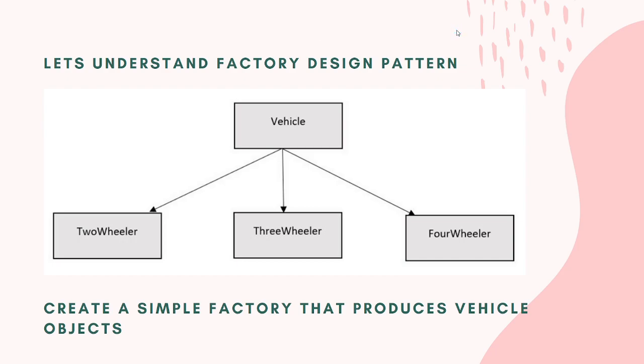Let's understand the factory design pattern. Here you can see vehicle is a factory which produces two-wheeler, three-wheeler and four-wheeler. Let's design the vehicle class in such a way that we can get different objects like two-wheeler, three-wheeler or four-wheeler as per our requirement.